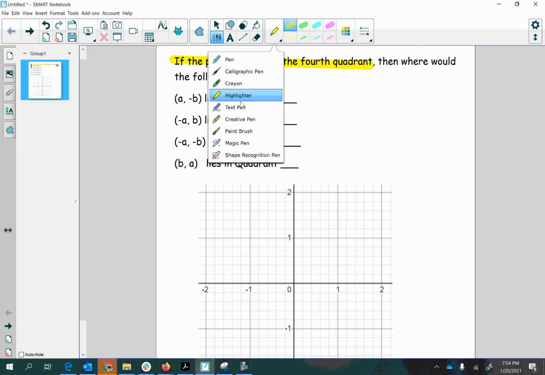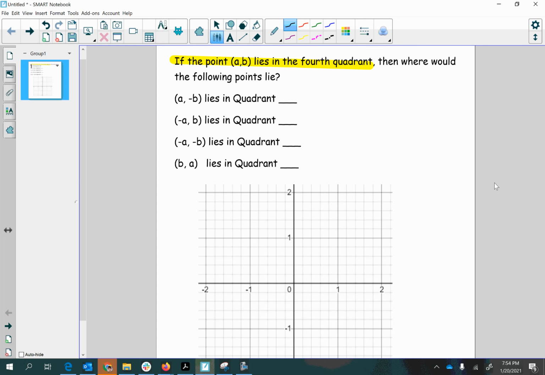Well, quadrant 4, let's go through it. We know what they are, hopefully. Quadrant 1 is up here to the upper right section. Then it goes counterclockwise from there. So this is quadrant 2. This is quadrant 3 down here. And this would be quadrant 4.